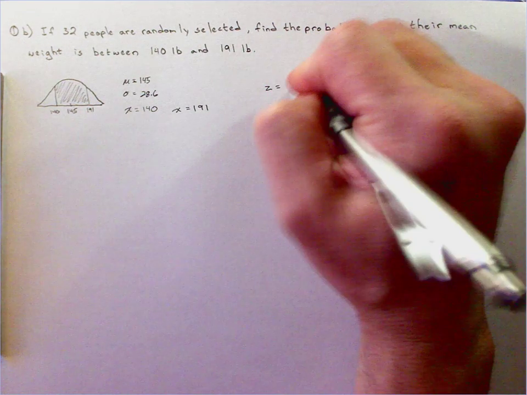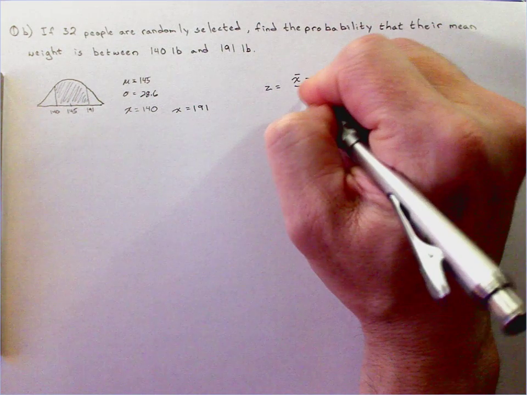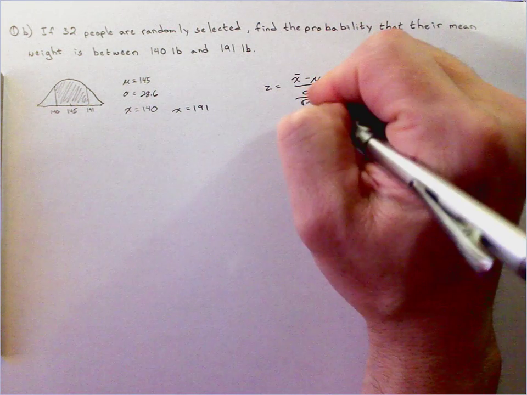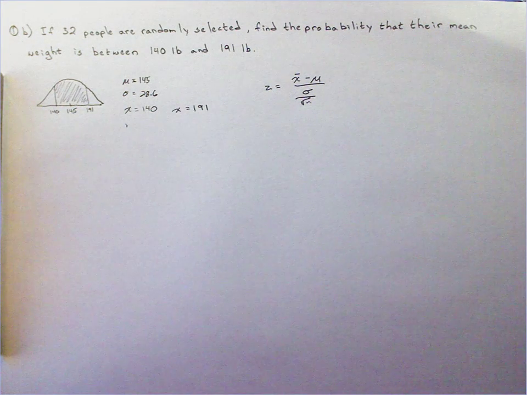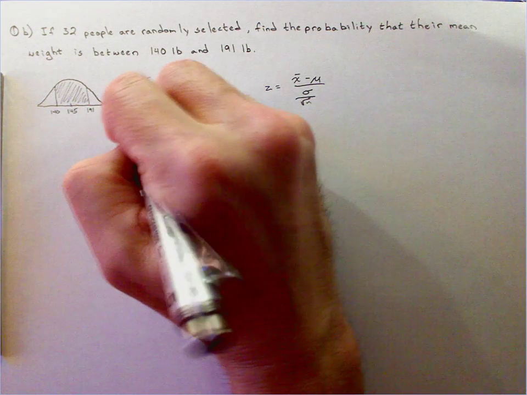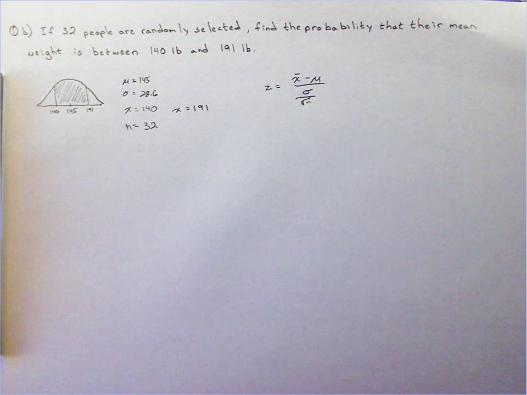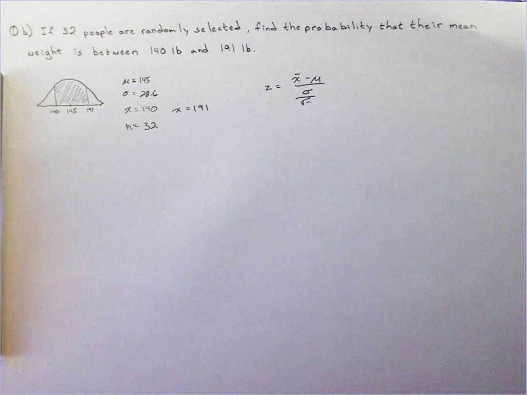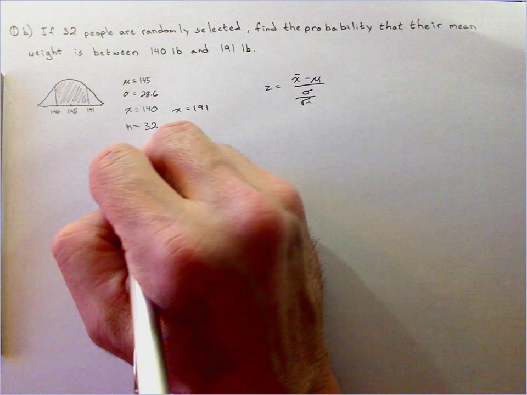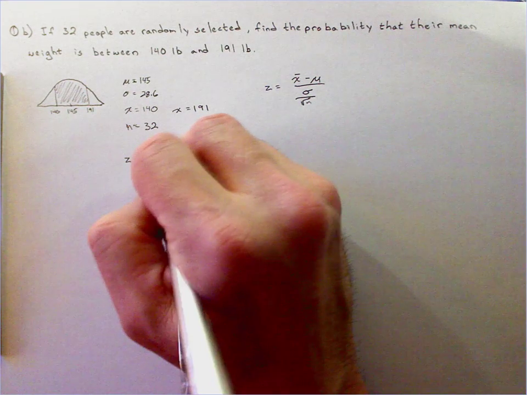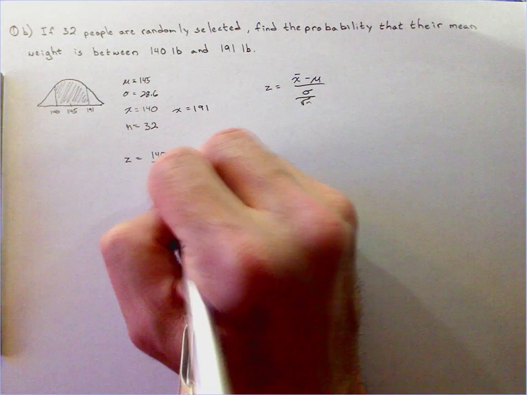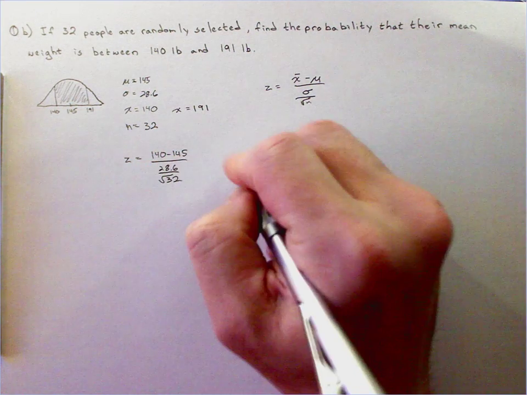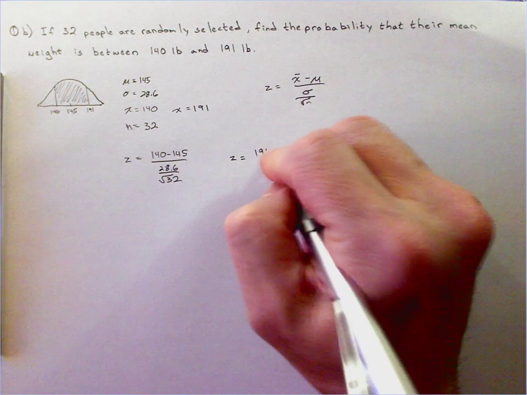And I'm using this as my formula. Z equals x bar minus mu over sigma divided by the square root of n. And I'll write that in there too. N equals 32. So there's my information for my formula. So now I just set it up. Z equals 140 minus 145 over 28.6 divided by the square root of 32. And I'll go ahead and write my other equation.